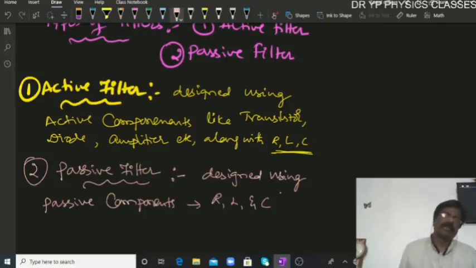So mainly we have two types of filters, active filter and passive filter. Active filter means a filter which is designed using active components like transistor, diode, amplifier, etc., along with R, L, and C. And a passive filter is one which is designed using passive components like R, L, and C. Is it clear now? Okay. Then let us pass on to further classification of the filter.